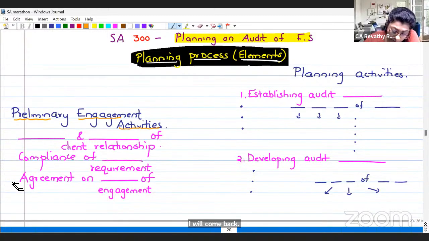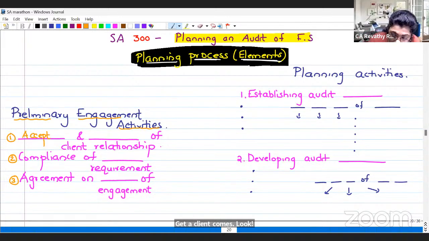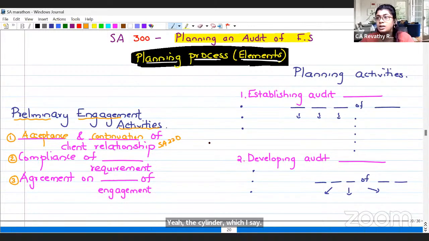What are the 3 steps in preliminary engagement activity? A client comes, look, through that door a client comes. Whether to accept or not: acceptance and continuation of client relationship. Which essay comes to your mind? 220 and SQC. 4 points: integrity, significant matters, etc. Okay, we have accepted him. Whether we can comply with ethical requirements: integrity, objectivity, confidentiality, professional behavior, and professional competence. Now, you accepted, ethical requirements you can follow, then give him the letter, agreement on terms of engagement. Essay 210.